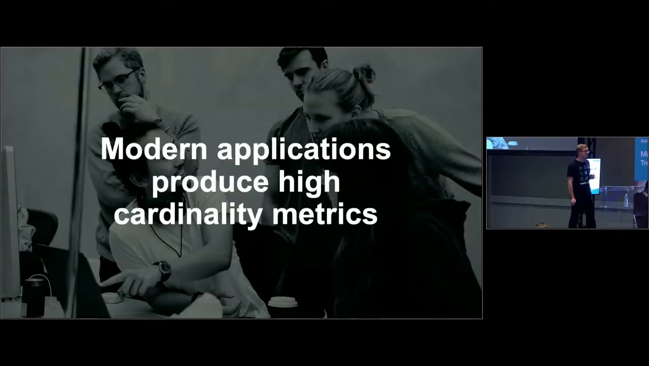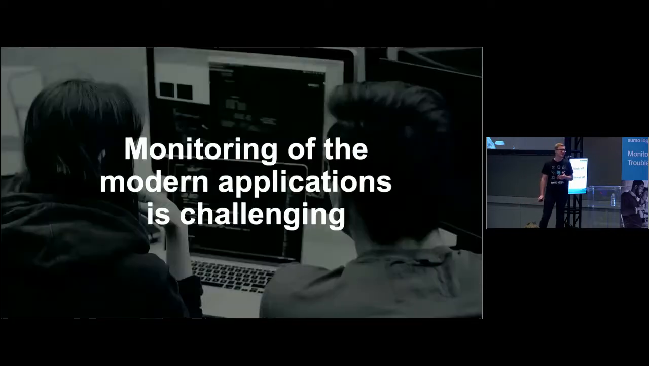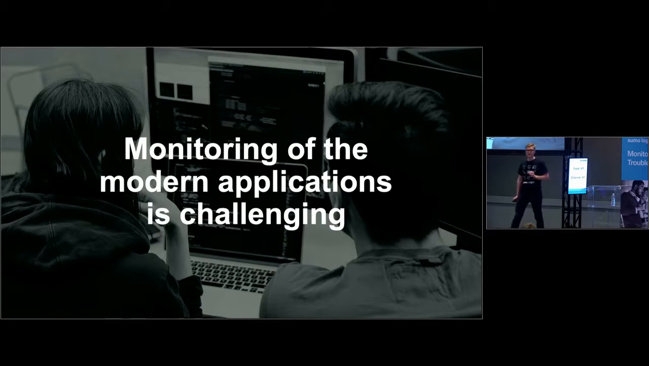So you see that modern applications produce high cardinality metrics. Modern applications run in the cloud on microservices technologies using Docker or Kubernetes, and it's actually hard to see what's going on inside your system. The monitoring of modern applications is challenging. So what are the main challenges with monitoring of modern applications?